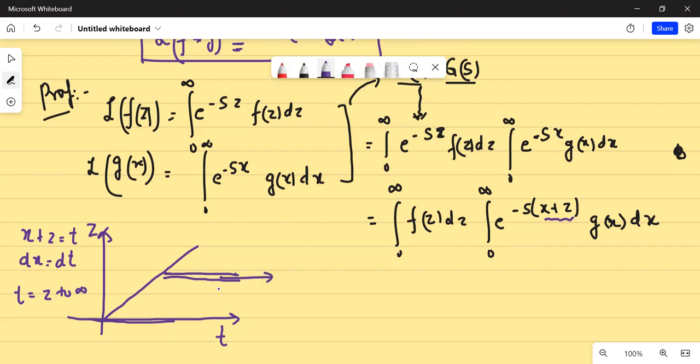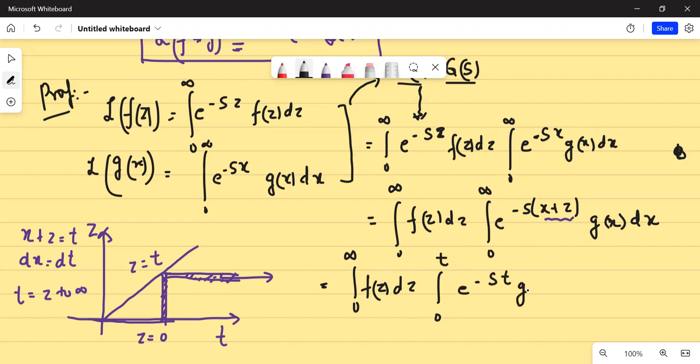So instead of using this horizontal strip, I will use the vertical strip. The vertical strip varies from z equal to 0 to z equal to t. So if that is the case, then this integration I should write as the integral from 0 to infinity of f(z) dz, and right now z varies from 0 to t, e to the power minus st, and what is x? I think x is t minus z. And what is dx? dx is simply dt. Is that clear?